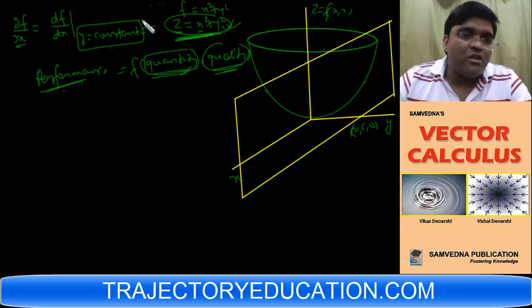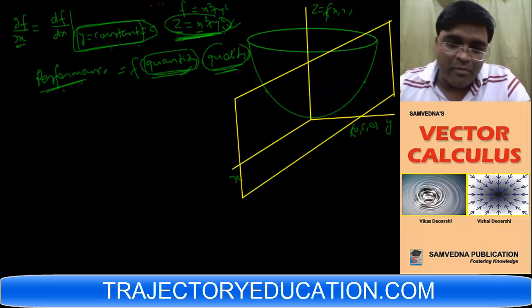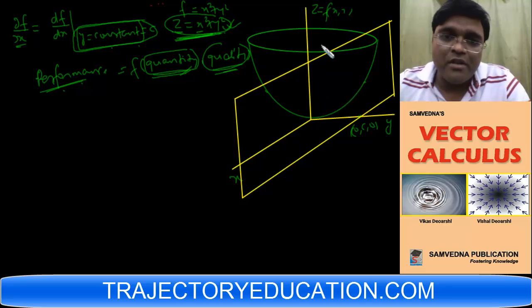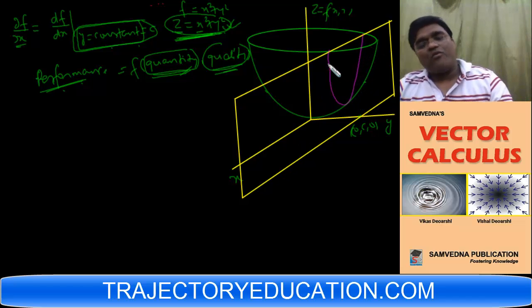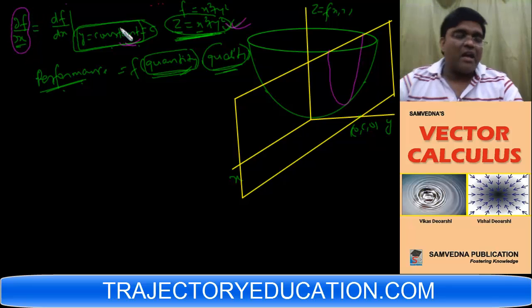Now I have two constraints. This is one constraint, and this is also one constraint. So can you tell me the set of all those points which satisfy this also and this also? Those set of points will be lying on the curve of intersection of these two surfaces. The curve denotes the set of all those points which satisfy both. And then what does this give you?